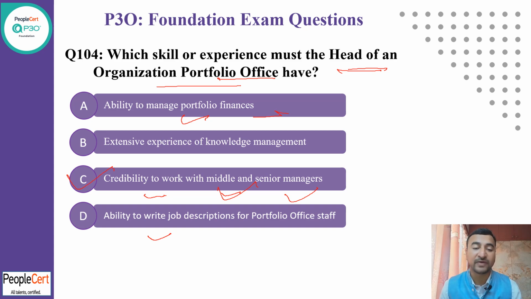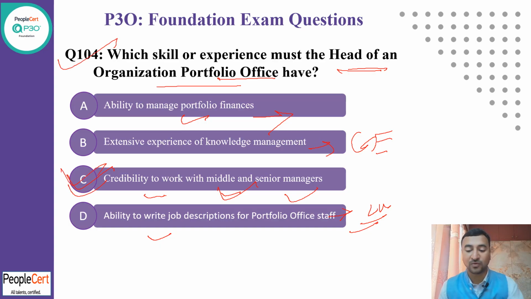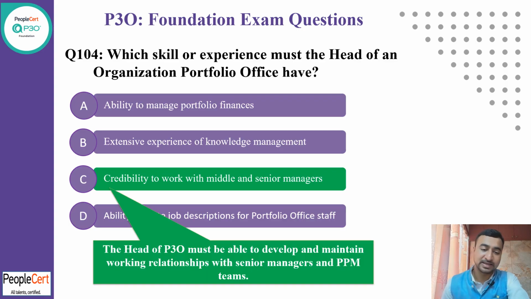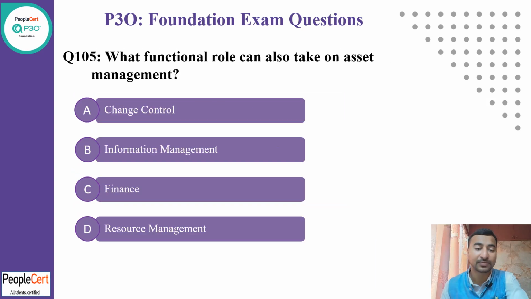because finance is your functional role, and knowledge management is a COE kind of role, and ability to write a job description, again, is clerical stuff that you can hand to the functional role. So C seems to be the most correct answer for 104. Let's see. Yeah, that's the correct answer. The head of the P3O must be able to develop and maintain working relationships with senior managers and the PPM teams.